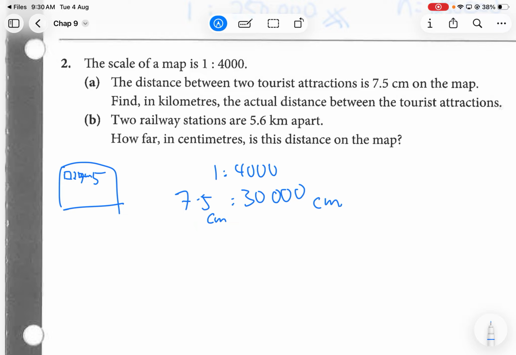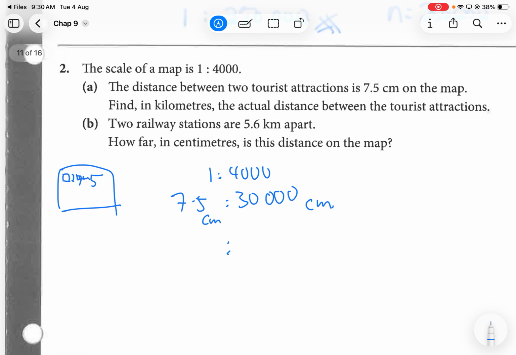Okay. Now for part B, it is the reverse. They tell you in the real world, this distance is 5.6 kilometer. If I want to draw this on the map, how long should I draw? So this time round, I must reduce it. Reduce it by how much? 4,000 times. Okay? So I want to divide 5.6 kilometer by 4,000. Then I will know how long it is on the map.